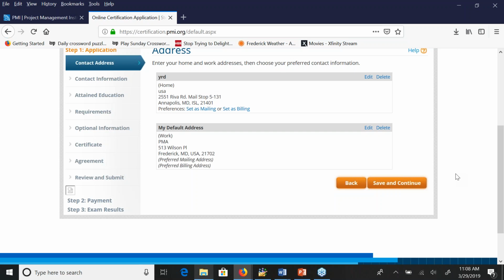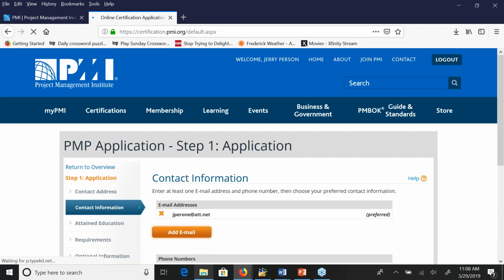You'll note my default address in here is 513 Wilson Place. That used to be where my office was. Then my office moved to 517 Wilson Place. My current office address, 521 Wilson Place. And yet, I try to change it in the PMI interface, and despite all my editing, it just doesn't seem to work well. So pick one where you're kind of stable. That's kind of helpful as well.